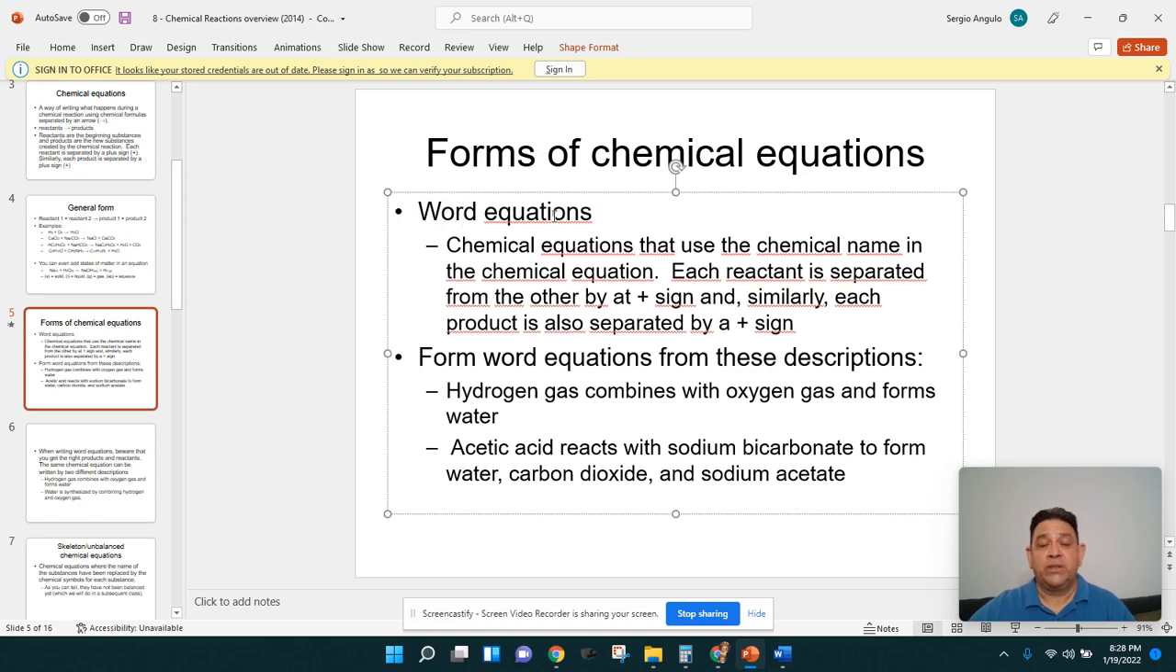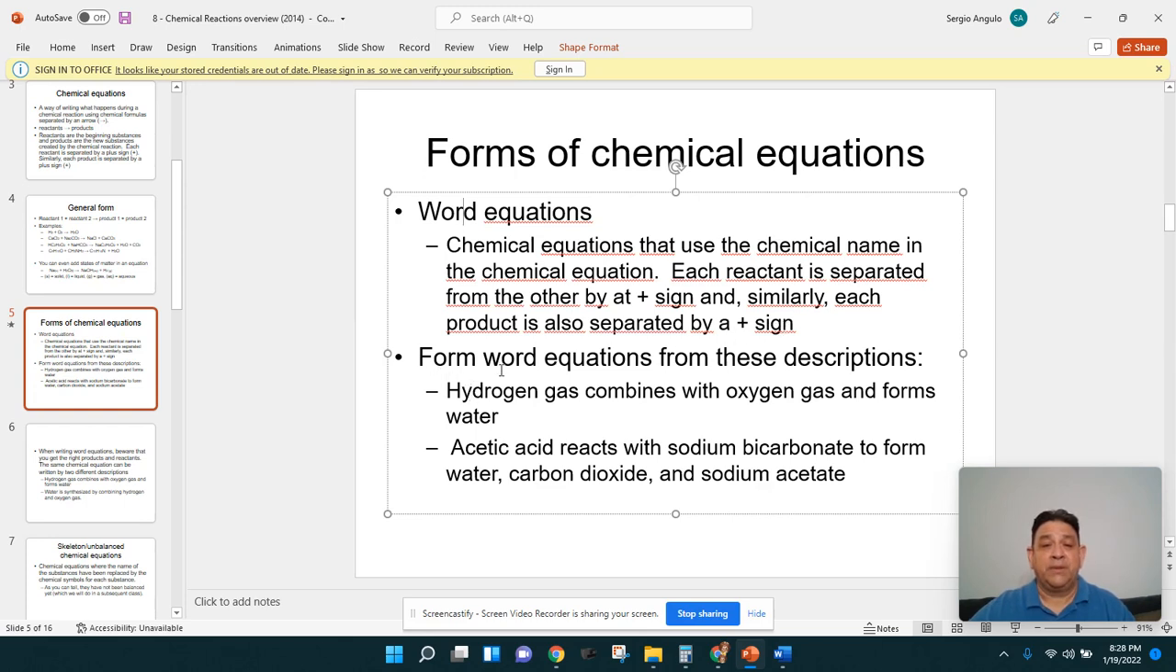There are first the word equations, where you use the chemical name in the chemical equation. Now, these aren't used a lot, but they sometimes serve as a step to get to your final chemical equation that uses the chemical formulas of substances, right? So you use the same rules that you use for the chemical equations that we saw on the previous slide. Each reactant is separated from the other by a plus sign, and similarly, each product is also separated by a plus sign.